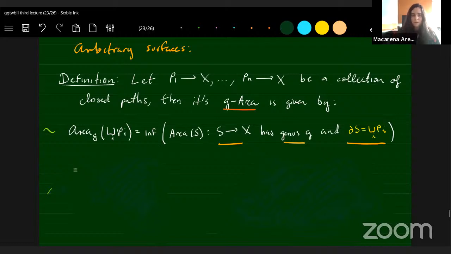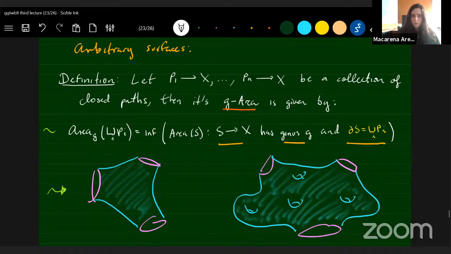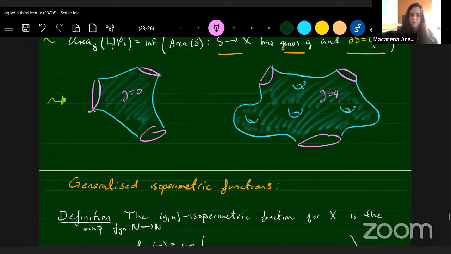So what's the picture to keep in mind? If G equals 0, we're looking at surfaces of this kind, and we want to look at the minimal area of a surface of this kind bounded by these paths. If G is a higher genus surface, for example, here we have genus 4, we want to minimize the area among all surfaces with that specific genus. And that's the area of the collection of paths, the G area.